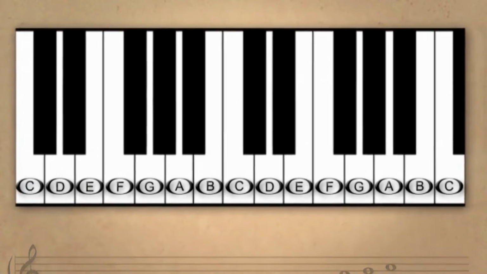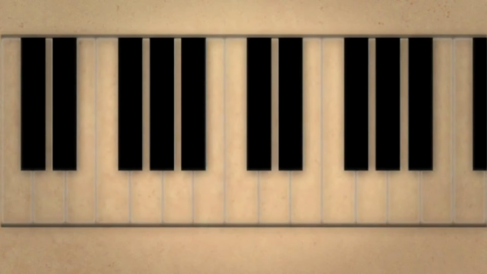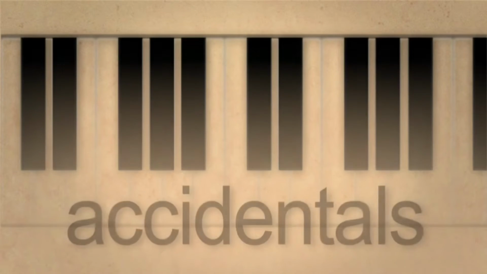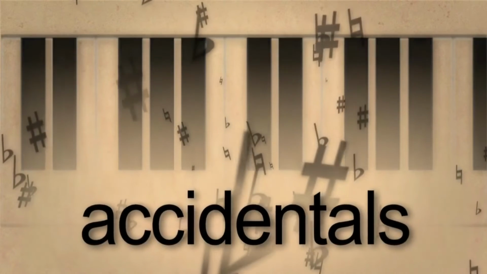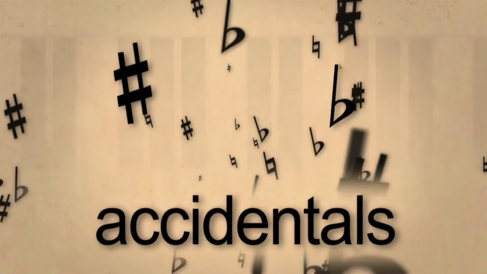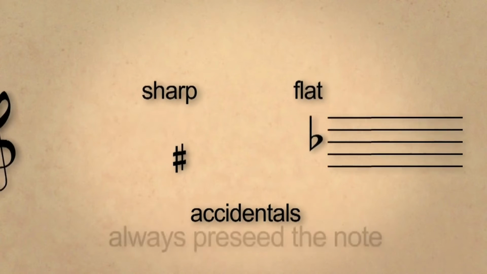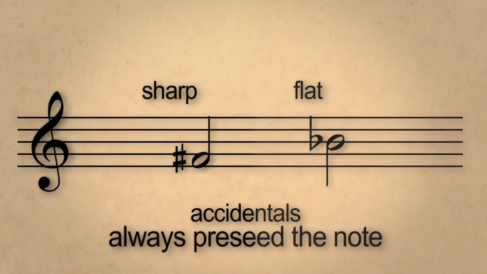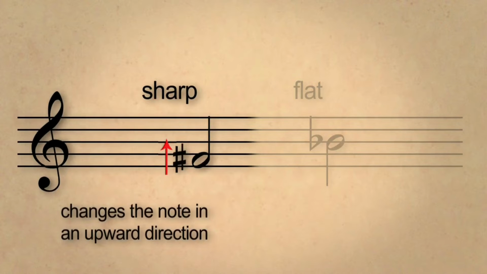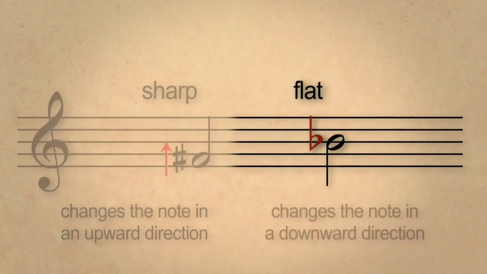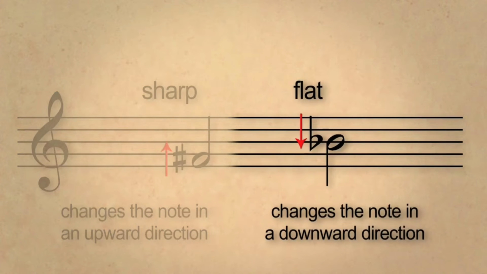Still using the piano keyboard, let's study the black notes. To do this, we need to understand accidentals. The two primary accidentals are a sharp and a flat. These signs always precede the note. The sharp changes the note in an upward direction, while a flat changes the note in a downward direction.